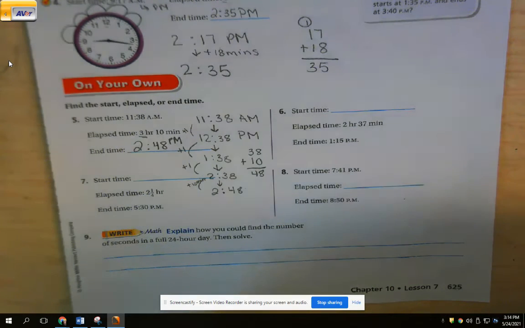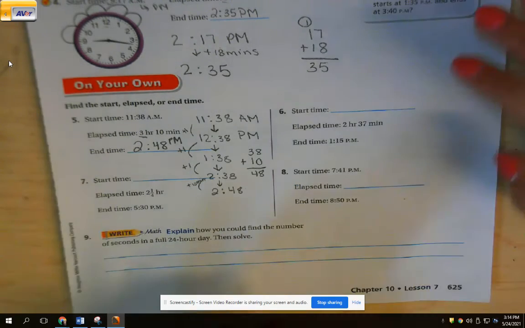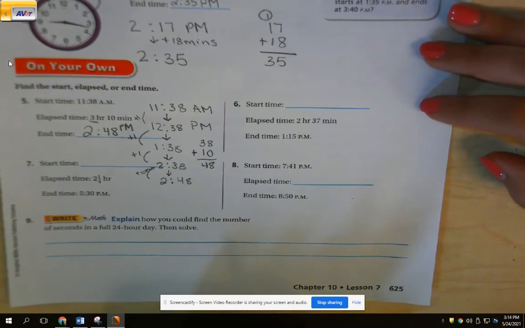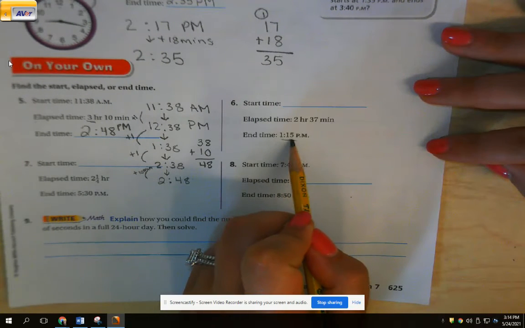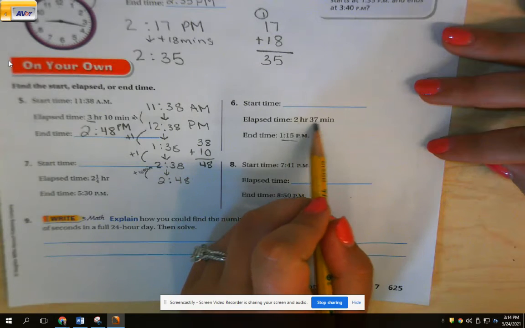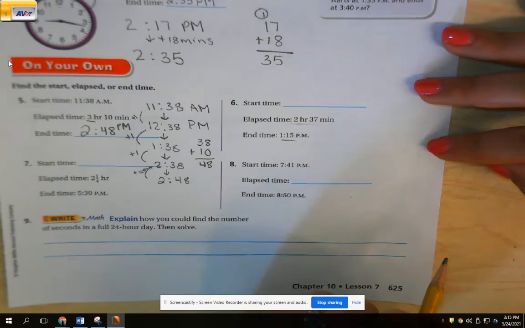You could have drawn a clock. You could have used a number line. That's fine. Let's do number 6. All right. So now they give us the end time. They give us the amount of time that passed. We need to find out what the start time was.